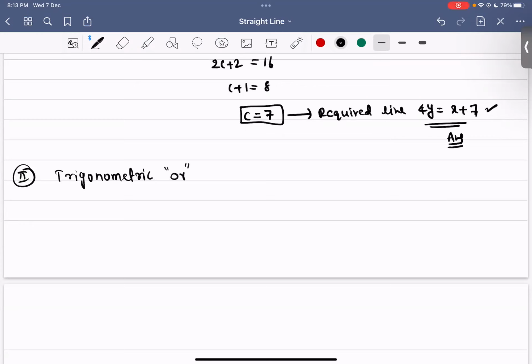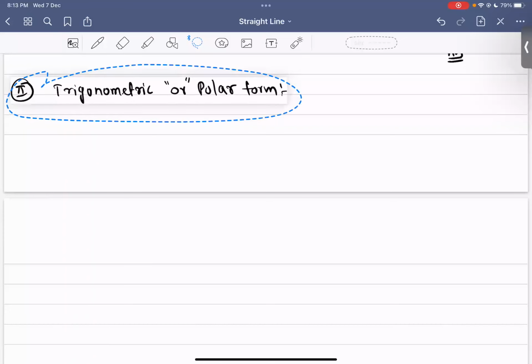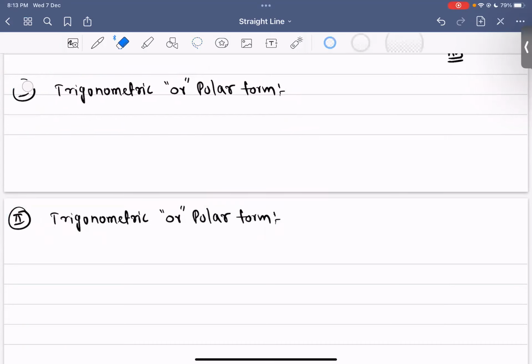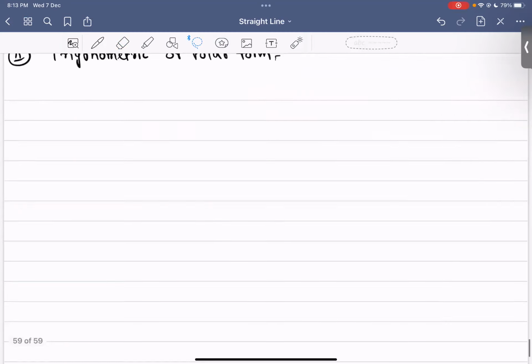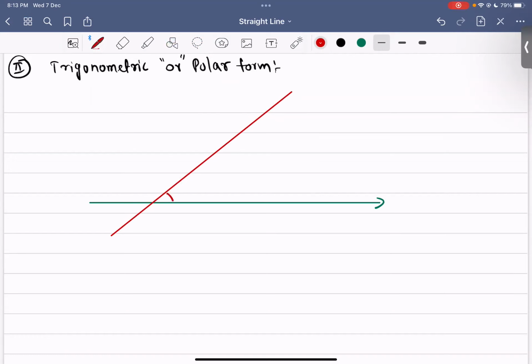Trigonometric parametric or polar parametric form. So here in this one, suppose this is the x-axis, and one line is making an angle theta with the positive direction of the x-axis. On this line, you take one fixed point, that is A(h, k), a fixed point.